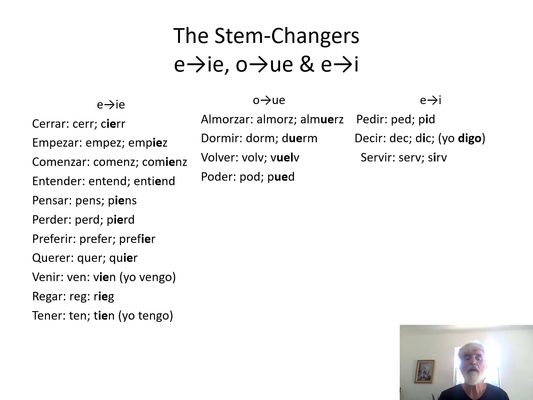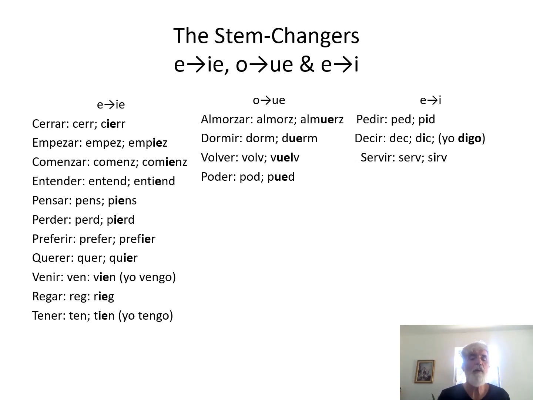Okay. What about the tú form? There'll also be a stem change, always in the tú form. So tú cierras, you close. What about the él form or the ella form? Is there a stem change? Yes, there's always a stem change in the él and ella form. So it'll be él cierra, he closes.